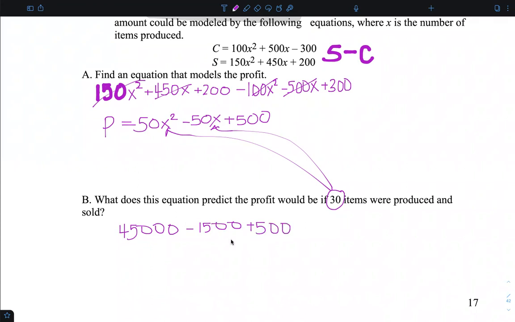All right, so 45,000 minus 1,500 plus 500. This company would make a profit of $44,000. Not too bad. I mean, we don't know how long this took, but so far that's their profit.